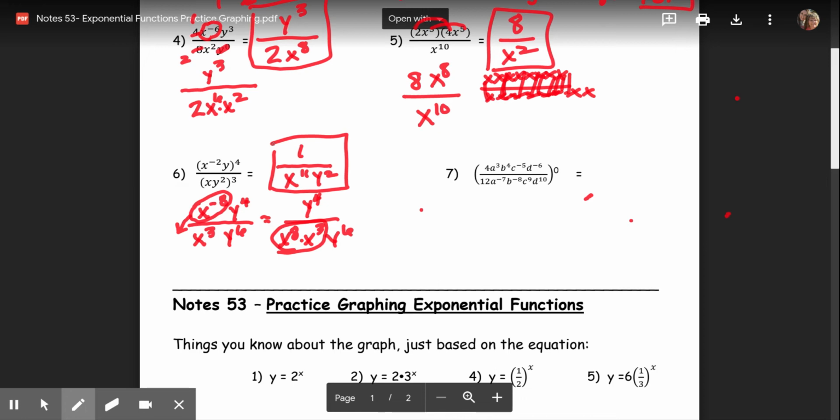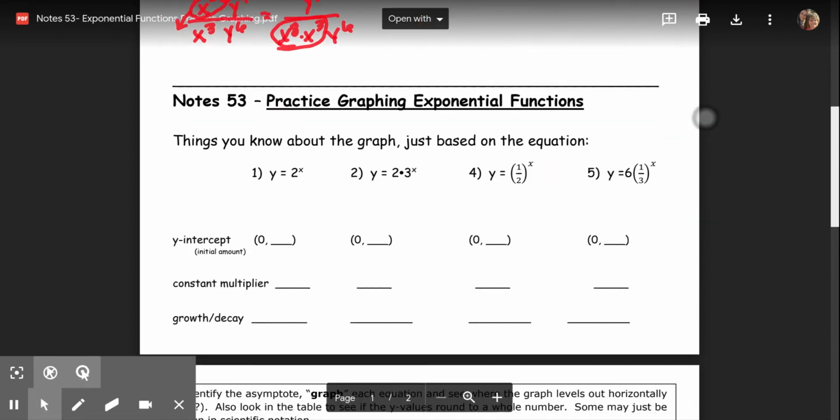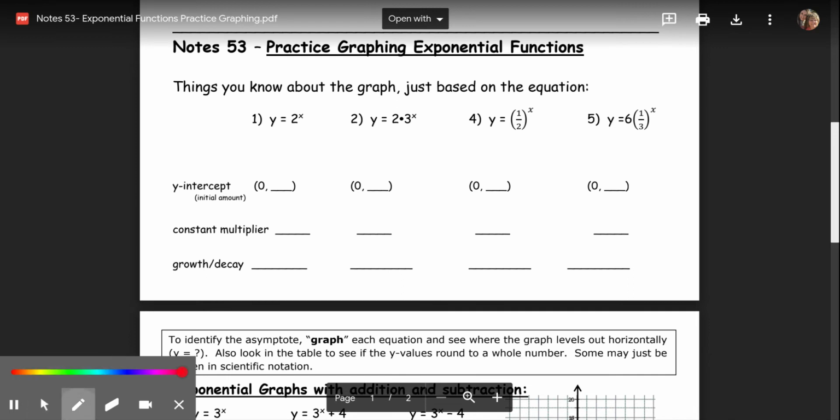All right, number 7. Whoo, this looks hard. However, nice. Everything's raised to the 0 power. Anything to the 0 power is 1. That's our final answer. I know I have a bunch of other stray marks here. That's from my hand. But anyways, your final answer is just 1. So always look for any power of 0, because you know that's just going to cancel out to be a 1.